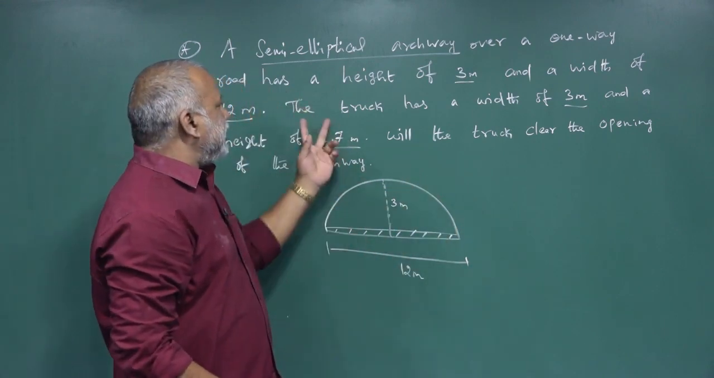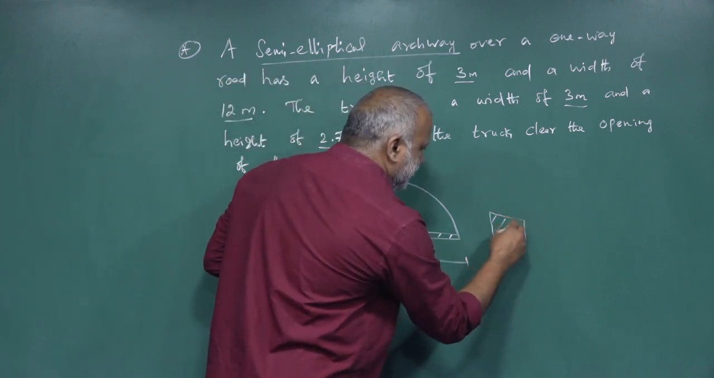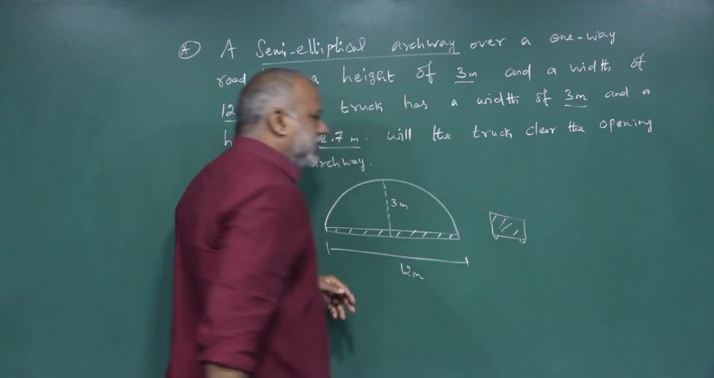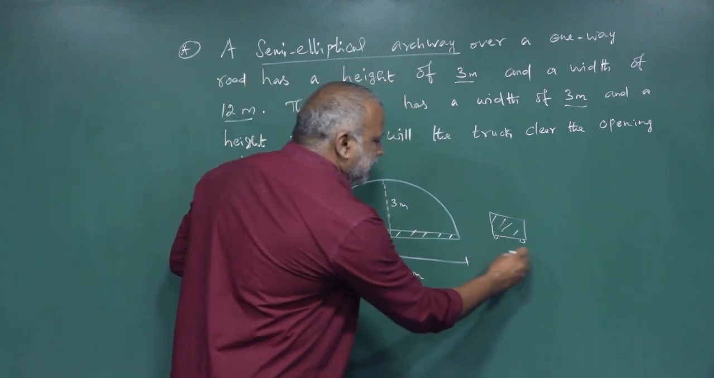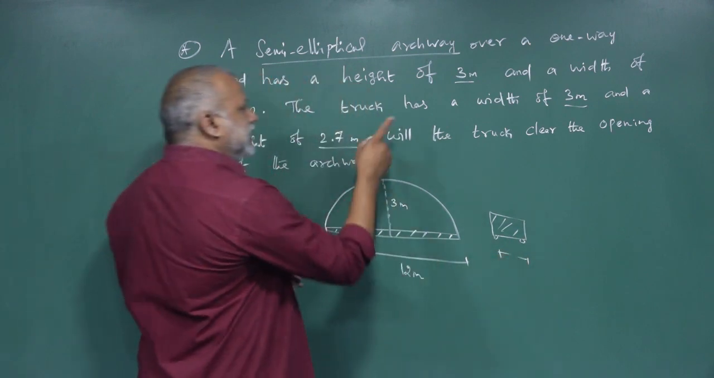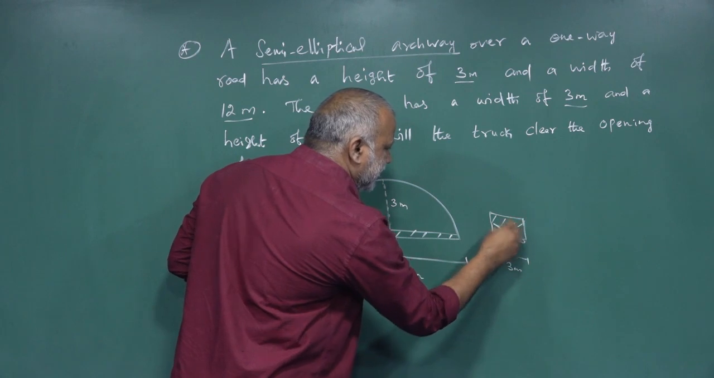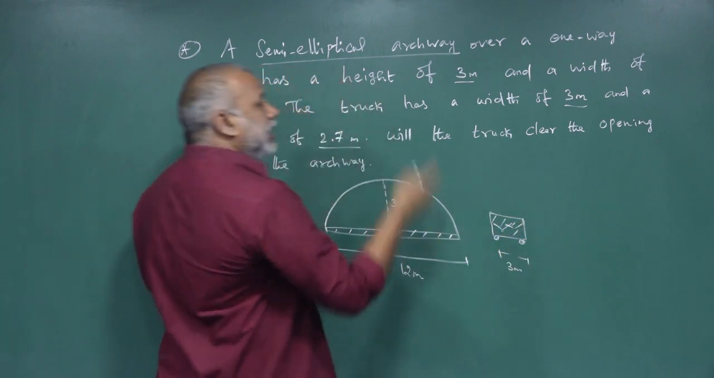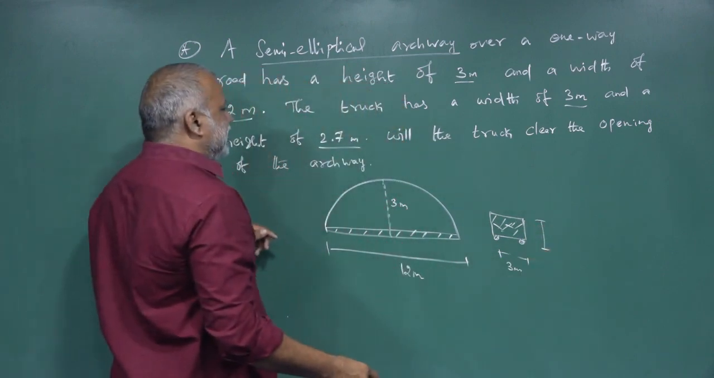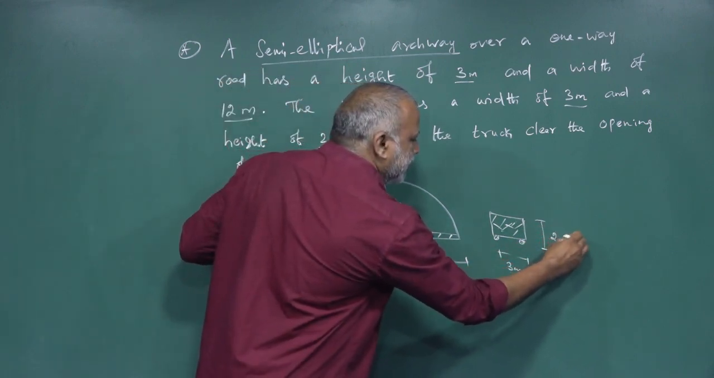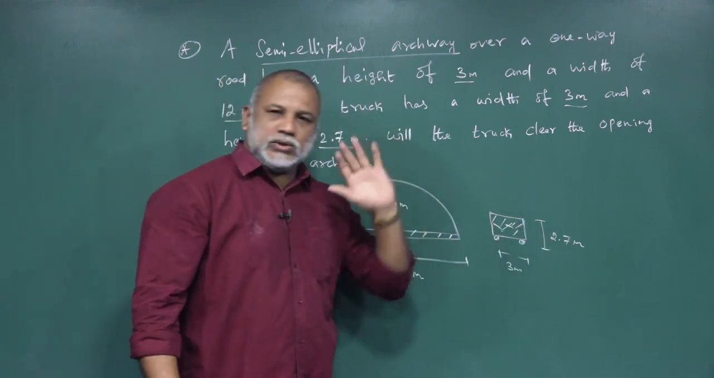Then see the other one, a truck. See a truck like this. We are considering a truck. The width of the truck is considered 3 meters. Again, the height of this truck is 2.7 meters. So width is given, height also given.